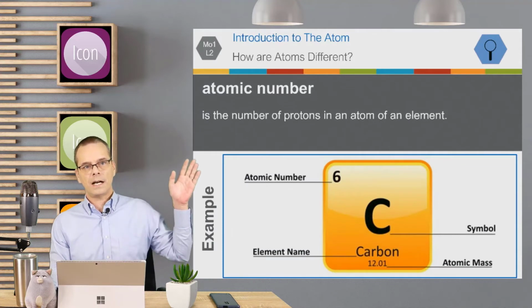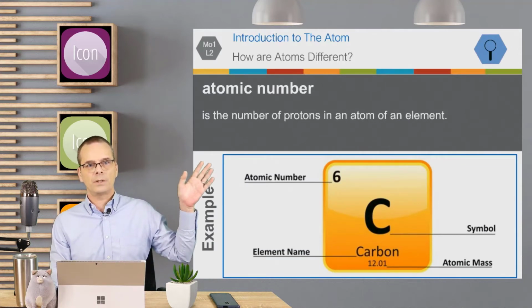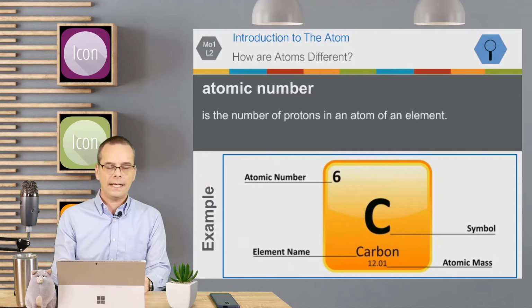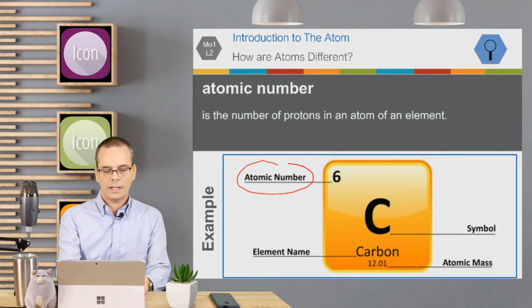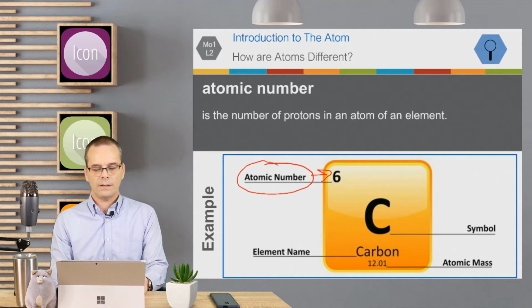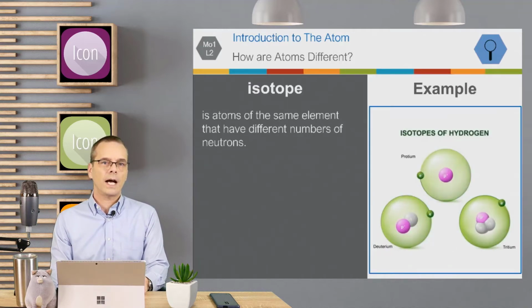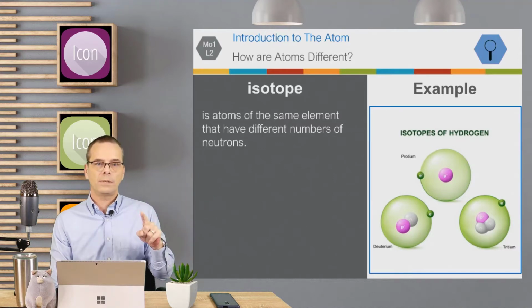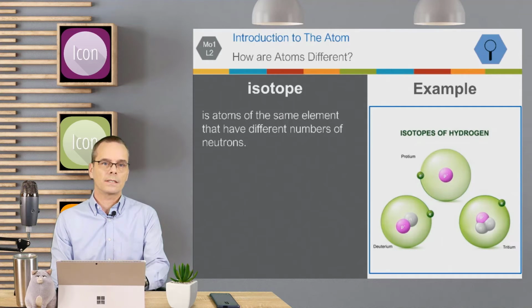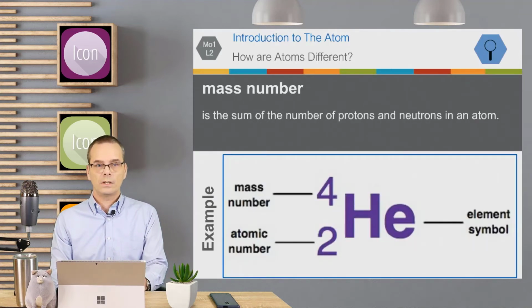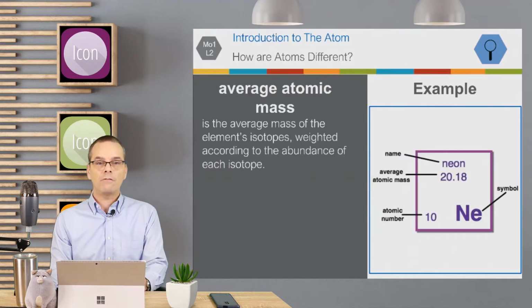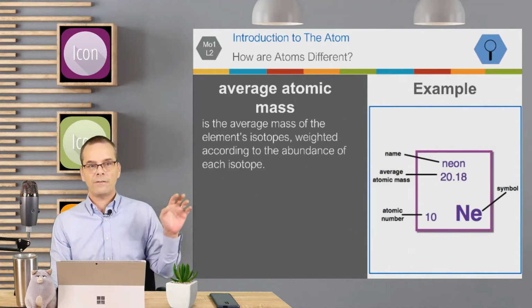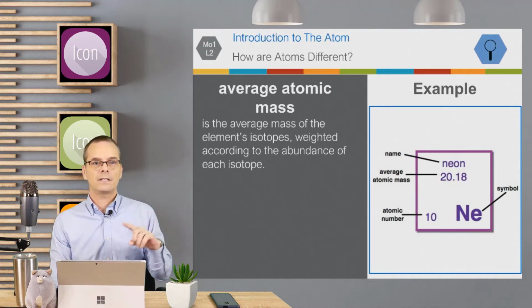The first is atomic number. Atomic number is the number of protons in an atom of an element. Periodic table. In this example, you'll see it right up here. You also have an isotope. An isotope is atoms of the same element, but they have different numbers of neutrons. Mass number is the sum of the number of protons and neutrons in an atom. The average atomic mass is the average mass of the element's isotopes.